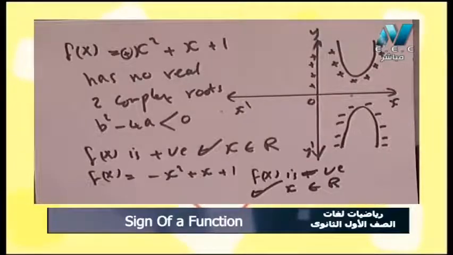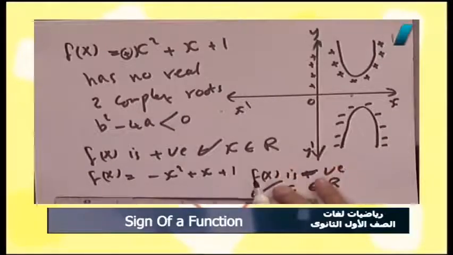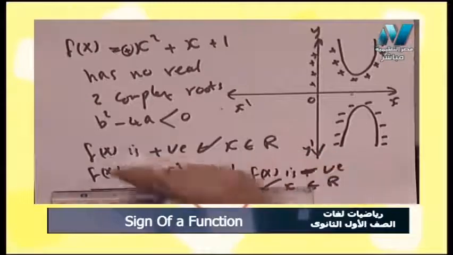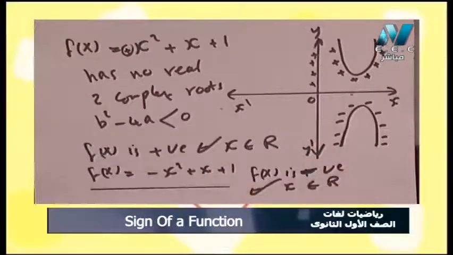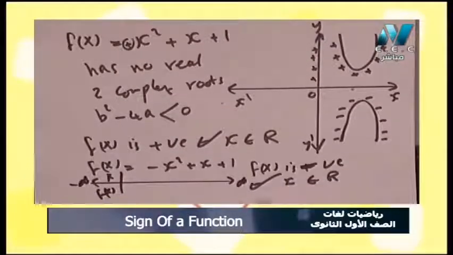And if we would like to draw a number line here like that, here x, here f(x), negative infinity and positive infinity, so the function will be as the coefficient of x power 2, which is negative here, so it's negative all the time.